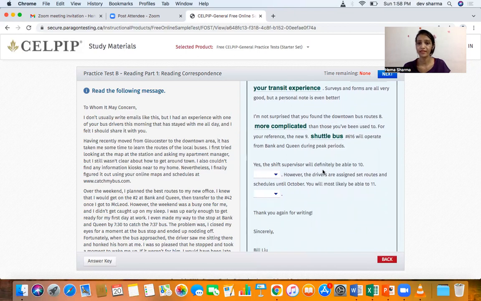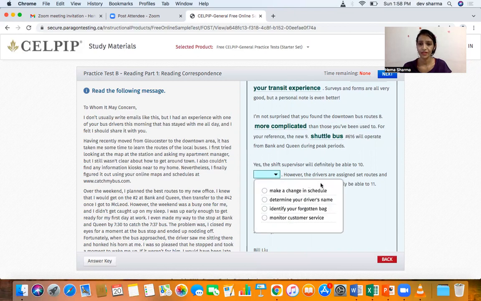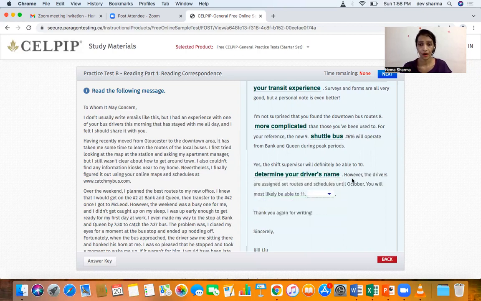Yes, the shift supervisor will definitely be able to... Now this is a complete sentence, so we can click. Make a change in schedule? No. Determine your driver's name? This can be correct. Identify a forgotten bag? There was no forgotten bag. Monitor customer service is not required. Determine. However, the drivers are assigned set routes and schedules until October. You will most likely be able to... So he's saying that till October, the drivers have set routes.